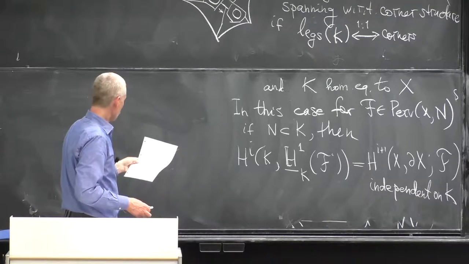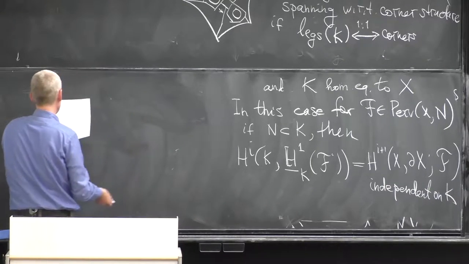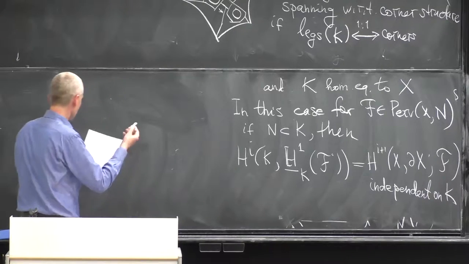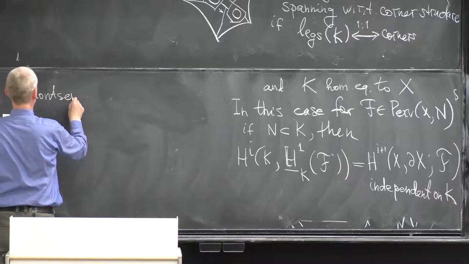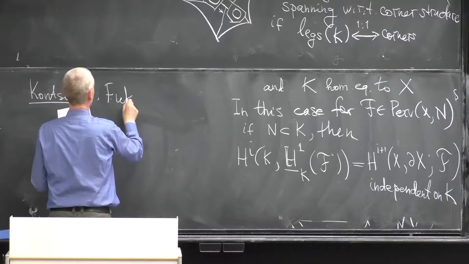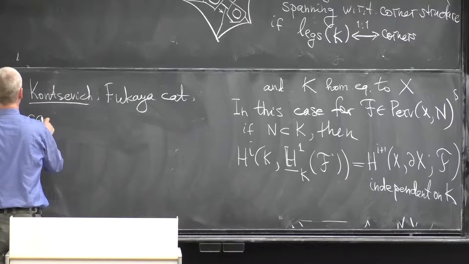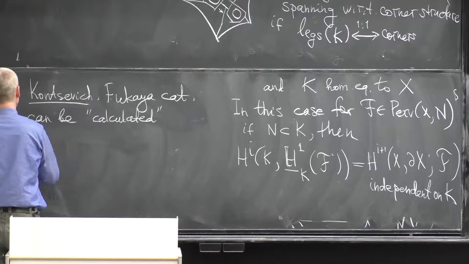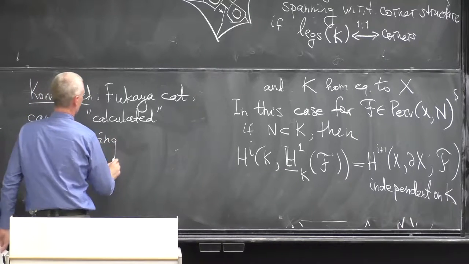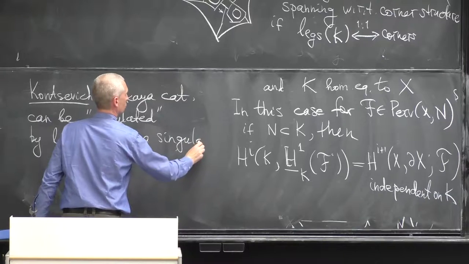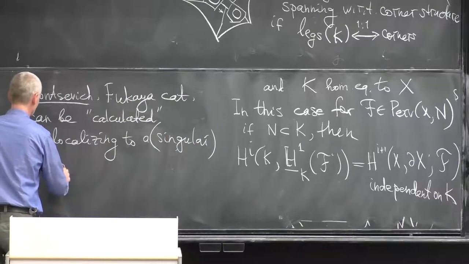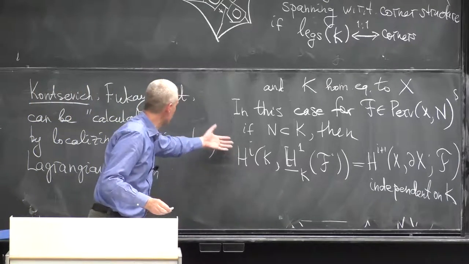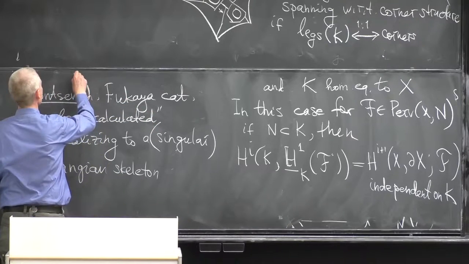It sort of ramifies. So let me again say that this is motivated by Kontsevich's idea that the Fukaya category can be calculated by localizing on a singular Lagrangian skeleton, if such exists. Category can be calculated, whatever it means, to a singular, possibly singular, Lagrangian skeleton. So this statement so far is just for perverse sheaves, but it becomes very natural in view of this idea. So this is motivated by.